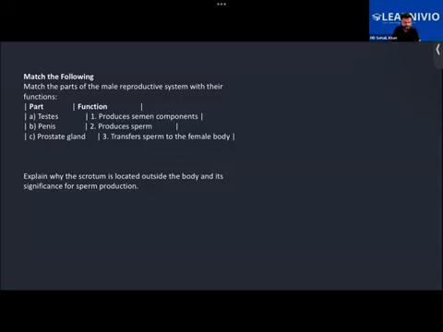Yeah, what's the function of testis? It produces sperm. Exactly. It was a simple question. Shouldn't have taken this much time. So testis, it produces sperm. So for A, it's 2.